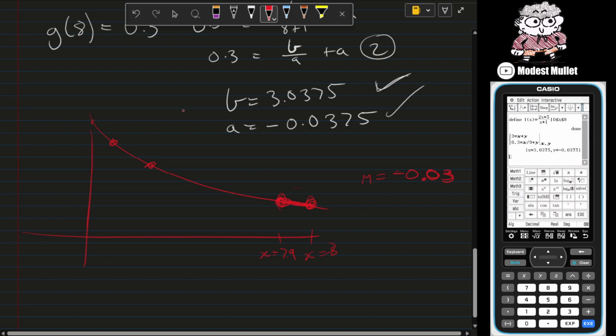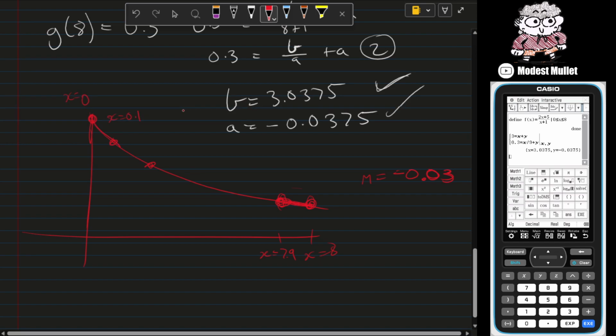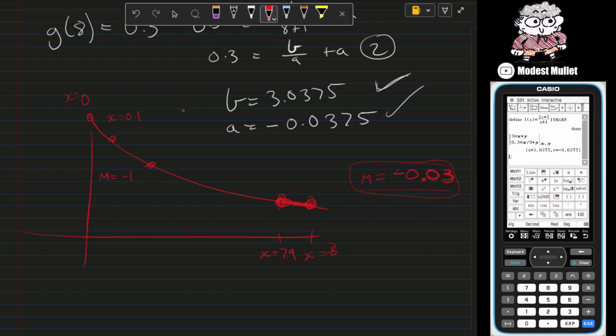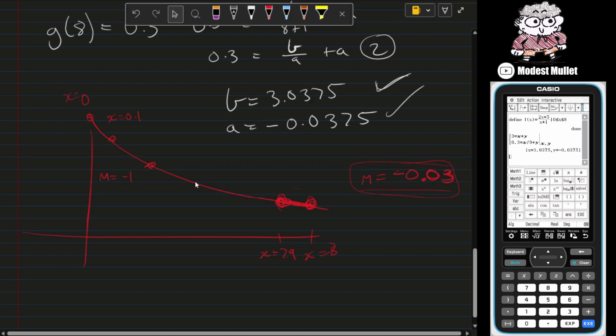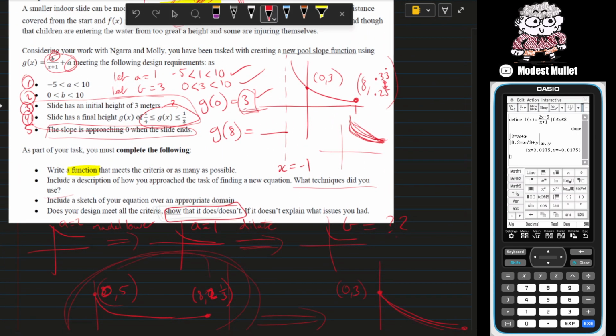You could even go between x equals 0 and x equals 0.1 and show the gradient there is steep. That might be m equals -1, and at the end it's m equals -0.03. You can say the gradient is getting closer to 0 and the actual value of it is quite close to 0 at the end. That would be the way to go about showing that one. So a little bit more work involved in that last design point.